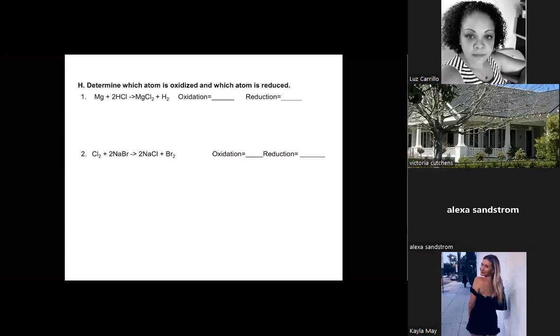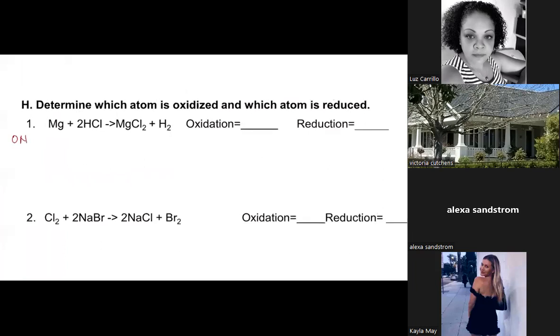Okay, let's get started, you guys. Let's first assign the oxidation number to the components of each of the reactions, okay? So let me just zoom in on the first one. Here we have magnesium reacting with hydrochloric acid. We're going to learn later this week why it is called hydrochloric acid, but for now, this is hydrogen monochloride. That is forming magnesium chloride and molecular hydrogen.